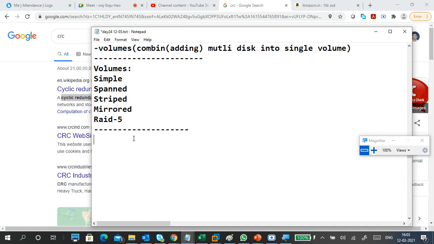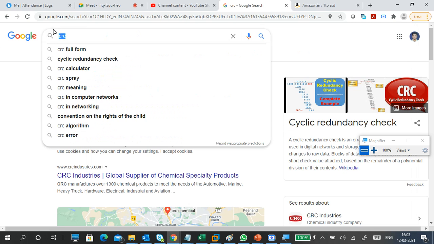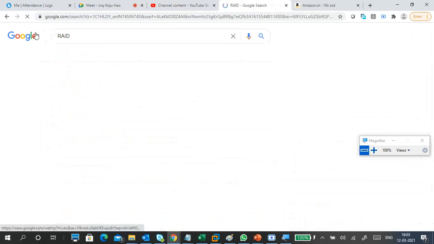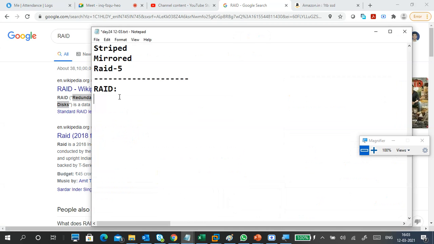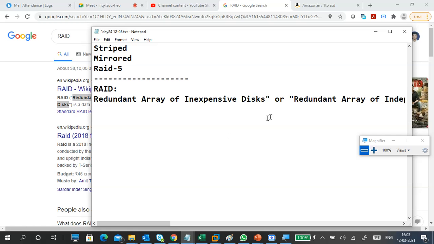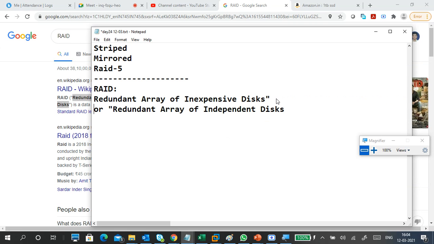Mirrored is there. Okay. Then what is this RAID 5? What is RAID? Anybody having an idea? RAID: redundant array of independent disks, or inexpensive disks. What is RAID? Redundant array of independent disks or inexpensive disks.